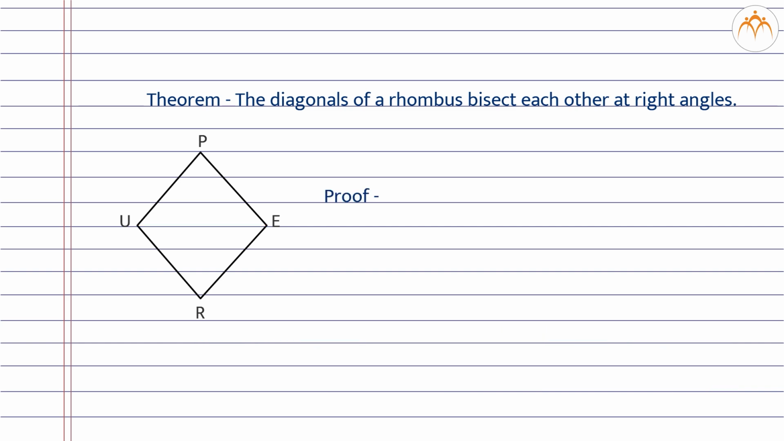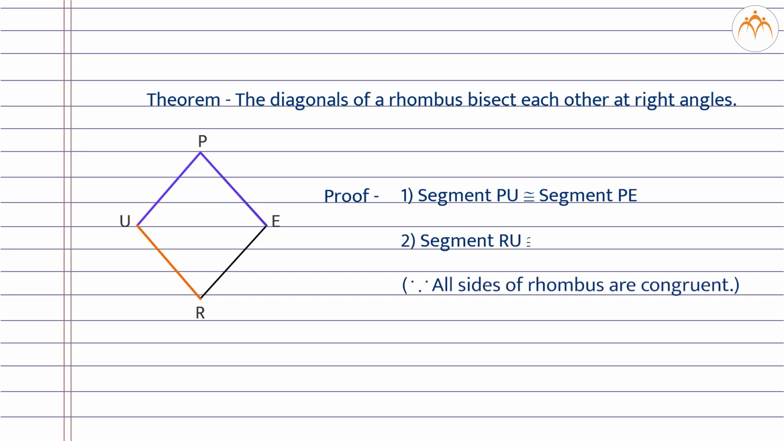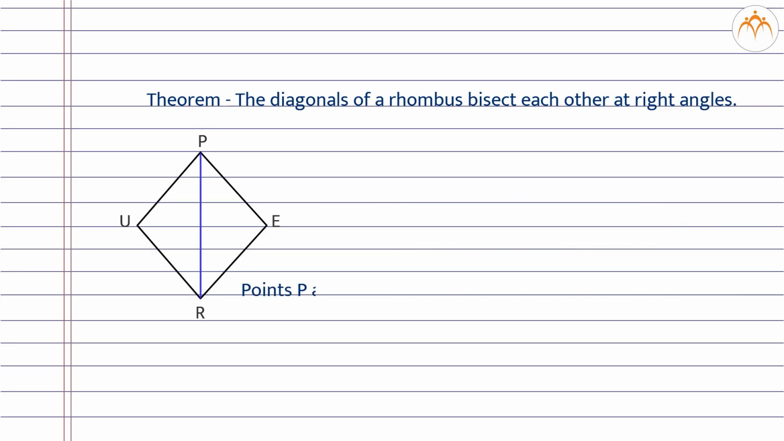Proof: segment PU is congruent to segment PE. Segment RU is congruent to segment RE. Points P and R lie on the perpendicular bisector of diagonal UE. Thus, diagonal PR is the perpendicular bisector of UE. Similarly, diagonal UE is the perpendicular bisector of PR.